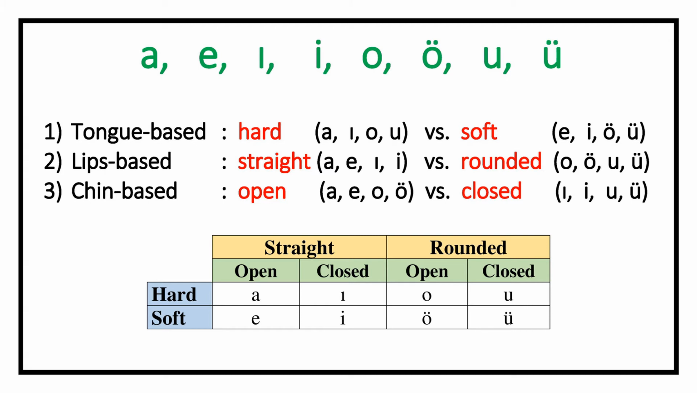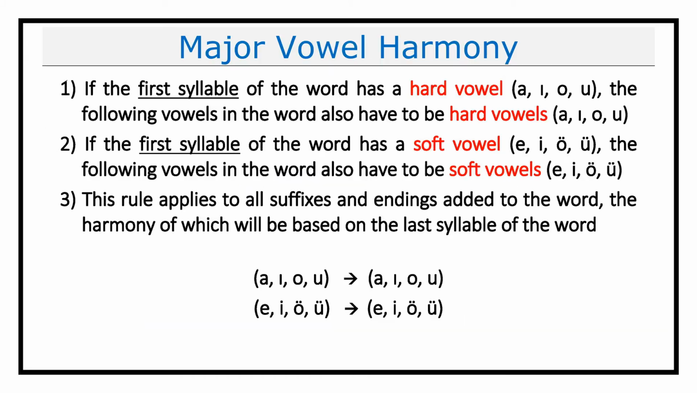There are basically 2 big vowel harmony rules in the Turkish language. The first rule is called the major vowel harmony rule. The major vowel harmony rule is also known as A-type or two-way vowel harmony. It's called a two-way harmony rule because there are only 2 options, which is based on the hardness or softness of the vowels.